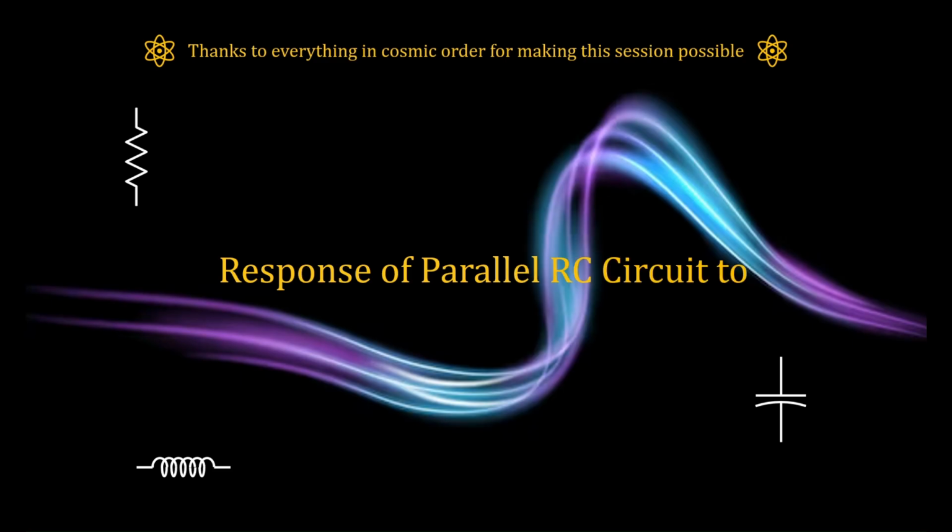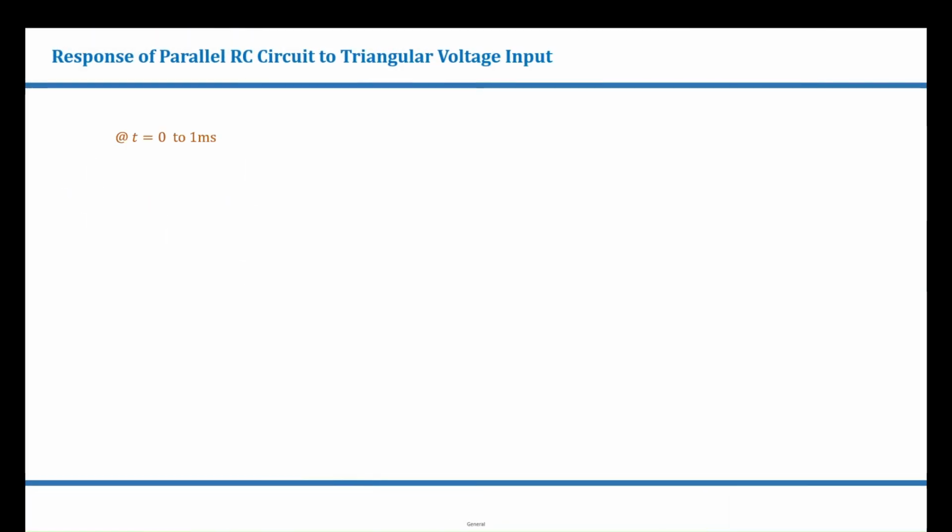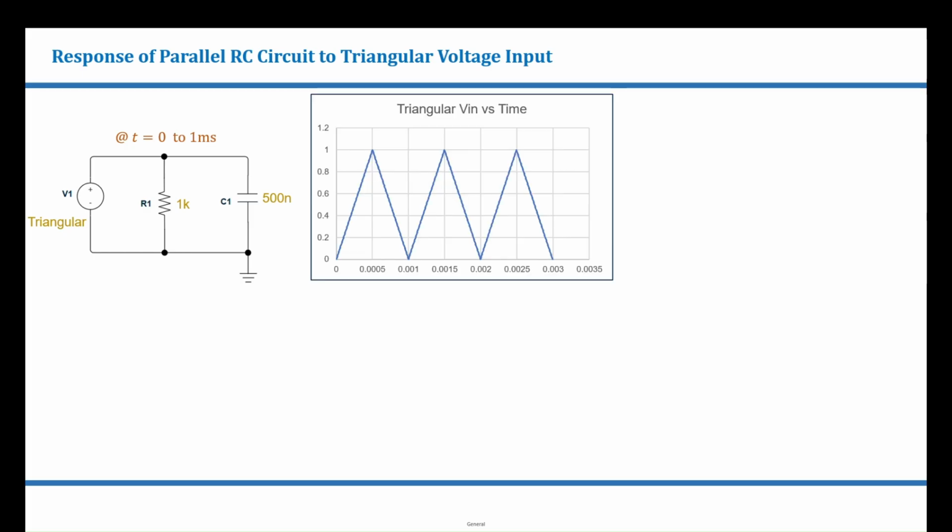Today we will see the response of a parallel RC circuit to a triangular voltage input. Consider an RC circuit. Resistor is 1 kilo ohms, capacitor is 500 nanofarad. Input is a triangular voltage with time period 1 millisecond and amplitude 1 volt. Now since R and C are in parallel, the voltage seen across resistor and capacitor will be the same as the input voltage. We want to find the current flowing through the capacitor.